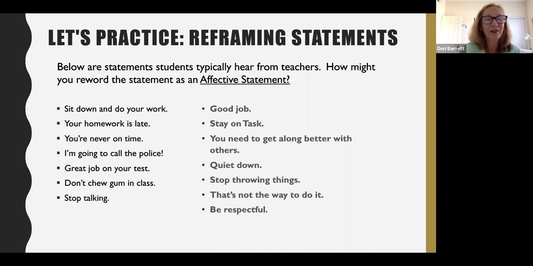I'm going to try one. Again, instead of saying "stop talking," I can go back and say, "I feel disrespected because I'm up here giving a lecture, I'm leading a class, and I need people to listen."